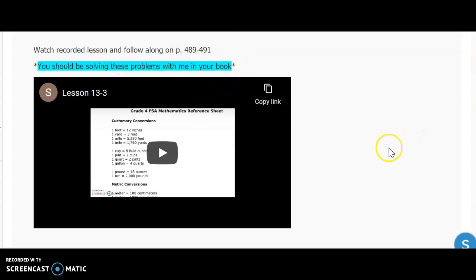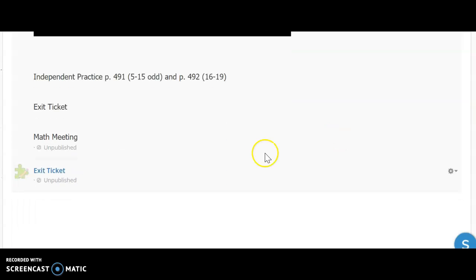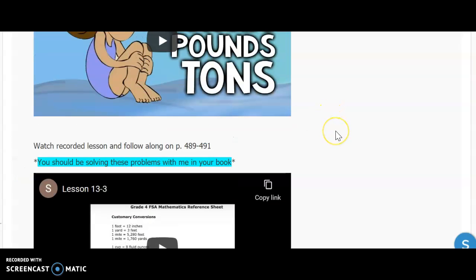Again, please solve these problems in your book with me. We're not just sitting and watching, because if we sit and we watch, we get bored and we tend to tune out. After that, then you are going to solve some problems on page 491 and 492. You have an exit ticket and we will meet at 2 o'clock.